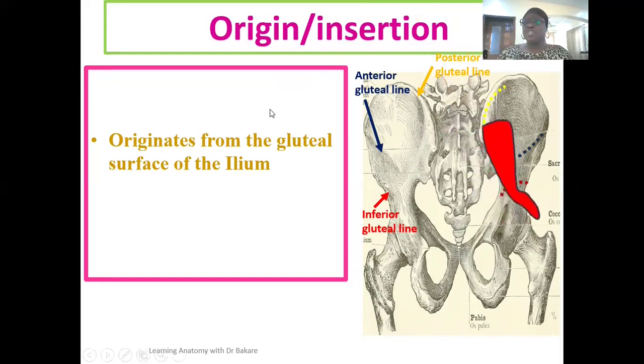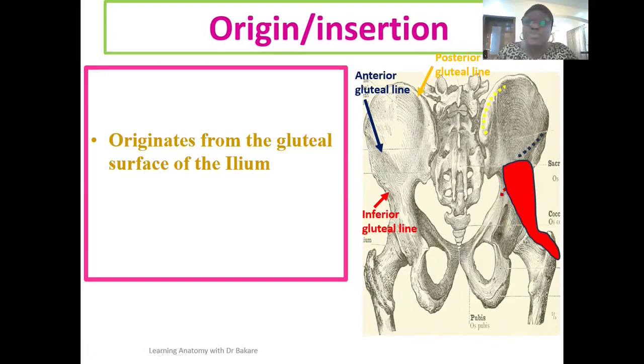This is where we have the gluteus minimus here highlighted in red. We see that this muscle is overlain by the gluteus medius. If you look at it, you see that the fibers of the gluteus minimus originate between the inferior and the anterior gluteal line. Remember, this is where we have the inferior gluteal line here highlighted in dotted red, and we have the anterior gluteal line here highlighted in dotted blue. So in between these two lines, it's where we have the fibers of the gluteus minimus originating from.